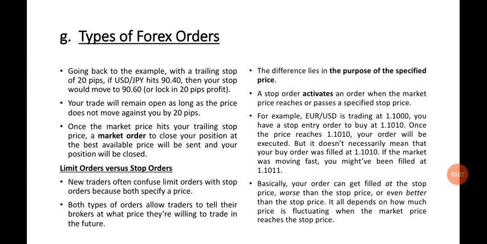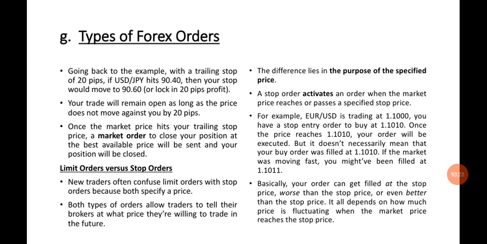Limit orders versus stop orders. New traders often confuse limit orders with stop orders because both specify a price. Both types of order allow traders to tell their brokers at what price they are willing to trade in the future. The difference lies in the purpose of the specified price.